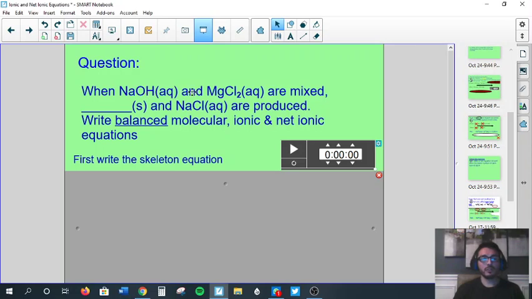Okay, so our question. When sodium hydroxide and magnesium chloride are mixed, blank solid and sodium chloride are produced. Write balanced molecular, ionic, and net ionic equations. Okay, you can do this. Looking back at what we've done, here's a timer. In class, we would have practiced this all together, so if you'd like to pause the video right now, give it a shot, would be a great idea. You can pause now.